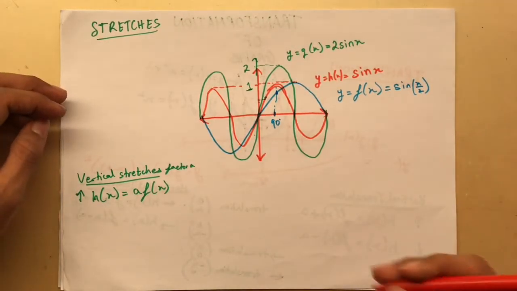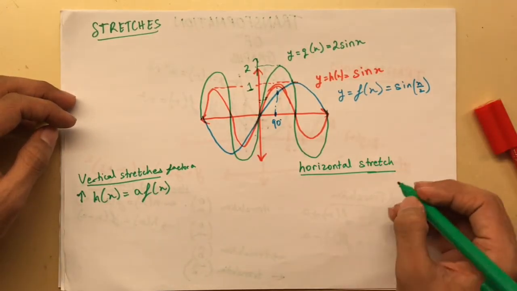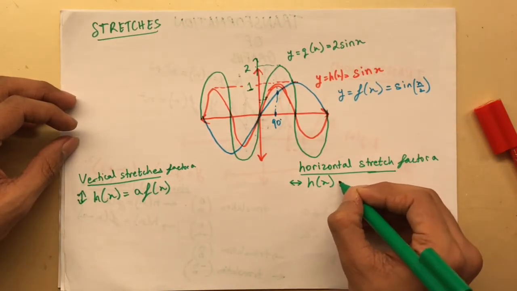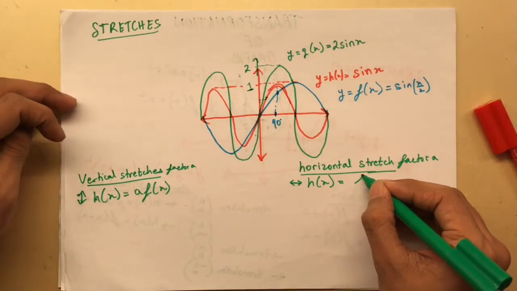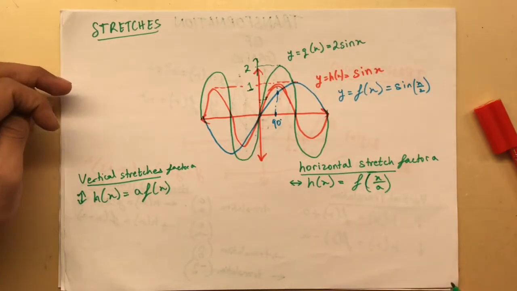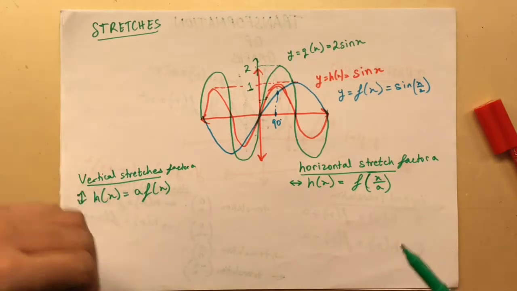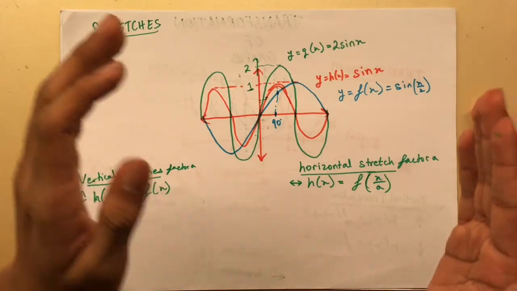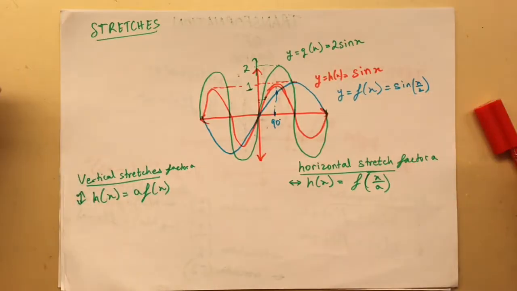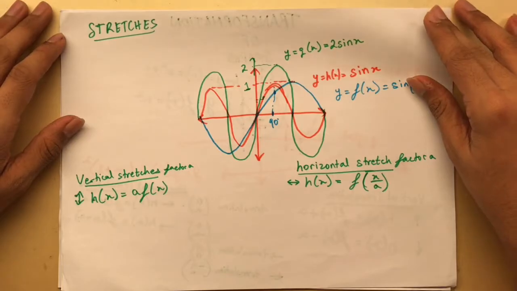And thus, for a horizontal stretch by factor a, if I want to stretch h of x by factor a, I would have to make it x upon a. Because like I said, when I input it, it would divide by 2 and then actually be inputted. So it would take longer for the function to reach a certain value, and so it tends to stretch out like that. While in this case, I'm just simply multiplying each output value by a certain factor.